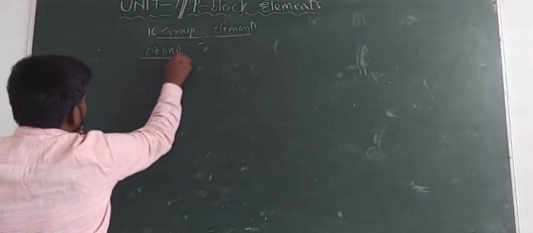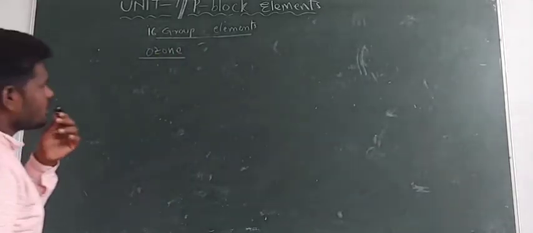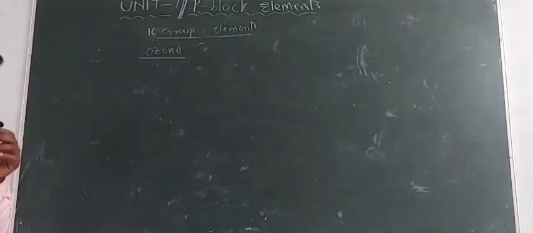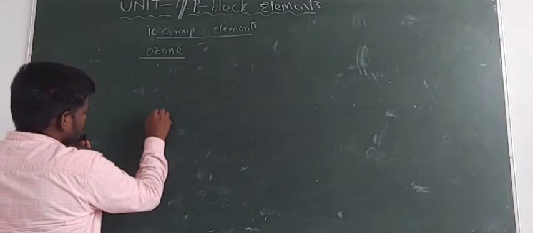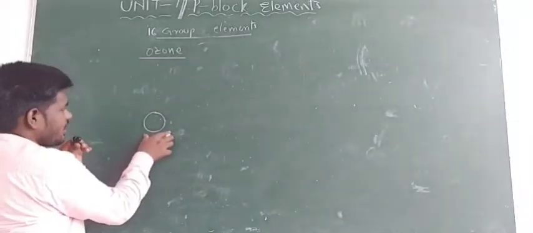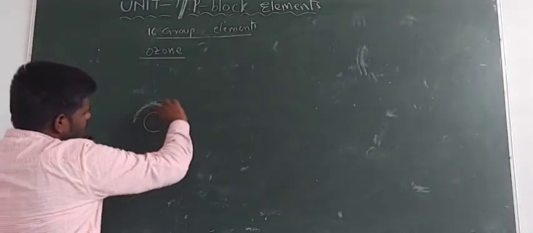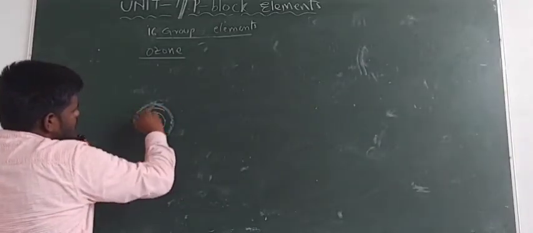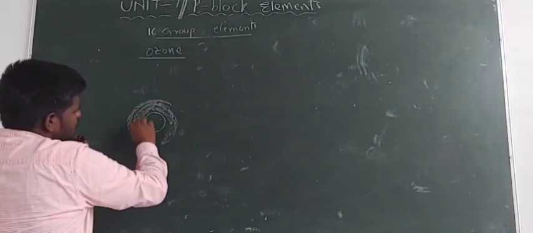So here also we need to discuss the preparation of ozone, and next one, properties, and last one, uses of the ozone. So these are the things we need to discuss in this concept. So right guys, this is the Earth's atmosphere, this is the Earth planet. Around the Earth planet, atmosphere is present. Atmosphere means it is a blanket of air present around the planet Earth.